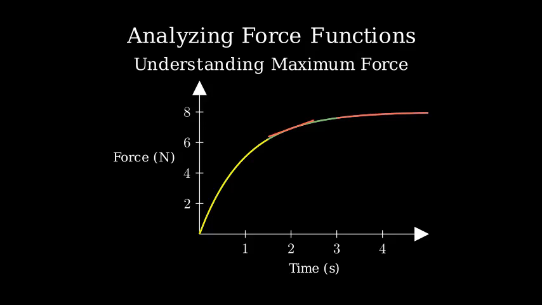Finally, the force approaches its maximum value. Notice how the curve levels off asymptotically. This maximum value represents the largest force that can be achieved in the system. In this case, the maximum force is 8 newtons.